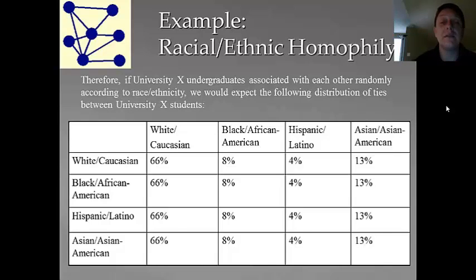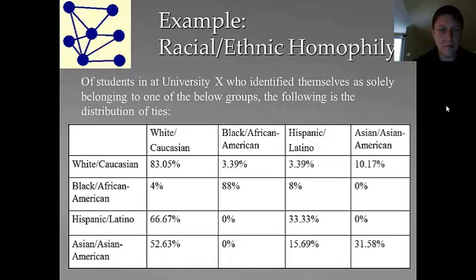This is what really happens. Remember we talked about the diagonal last week? Look at the diagonal. This is a description of the percent of whites and Caucasians who said their alter, their network contact, was also white and Caucasian. Not 66%, 83%. For blacks, African Americans on campus, it wasn't 66% who said that their network contact was Black or African American. 88% of their contacts were Black or African American.